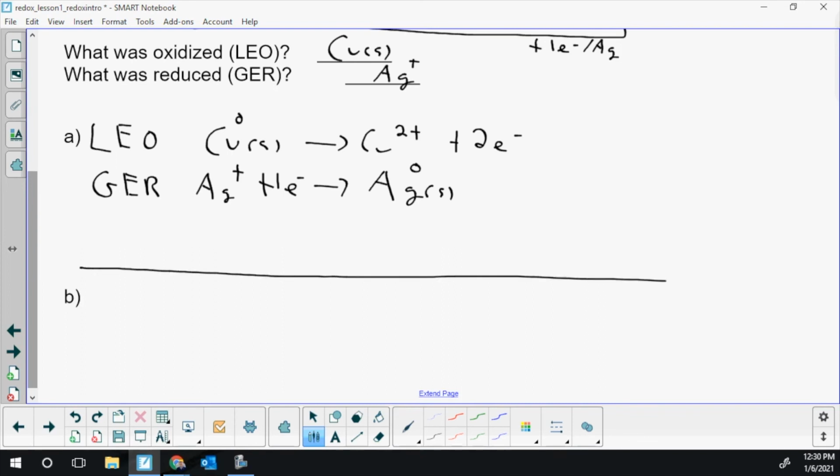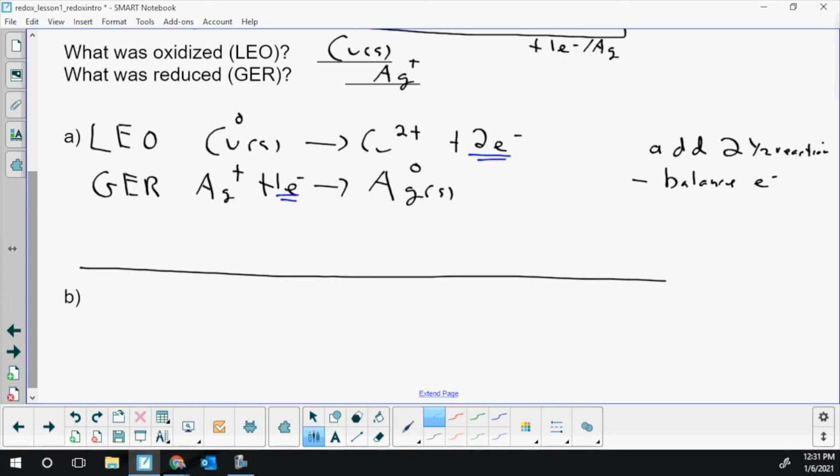Well, to get a net redox reaction, you have to put 2 half reactions together. So we're going to add the 2 half reactions, but we do have to balance the electrons before we do it. When we look at these 2 half reactions, I've got 2 electrons in the first half reaction, and I only have 1 in the second.